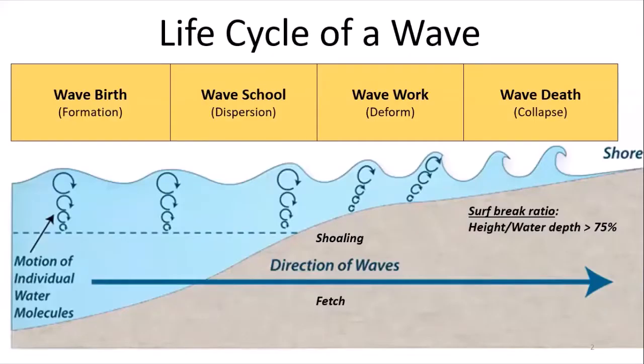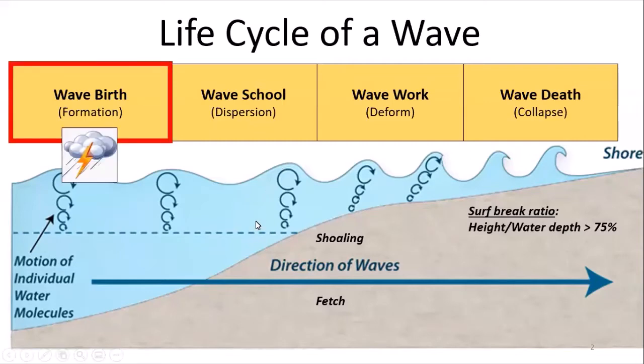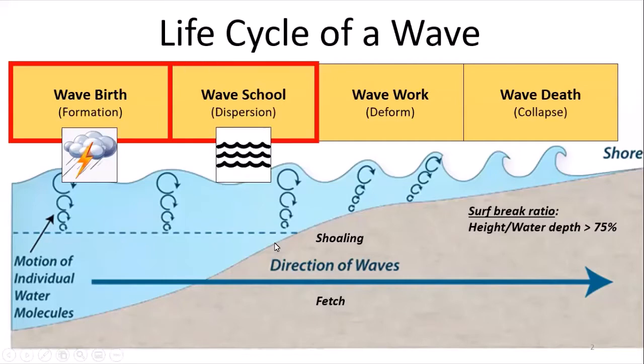The life cycle of a wave consists of four phases, beginning with wave birth. Wave birth is the formation of waves as the result of storms, winds, or some type of disturbance. Once the wave is generated, it will disperse. This is known as wave school. The distance a wave travels across the water is also known as fetch.